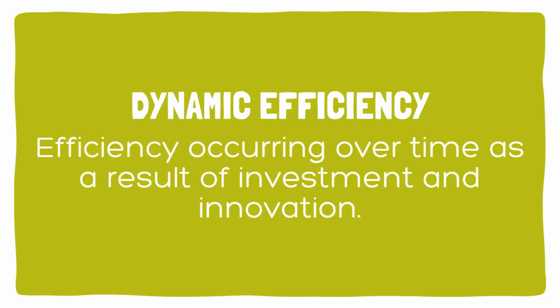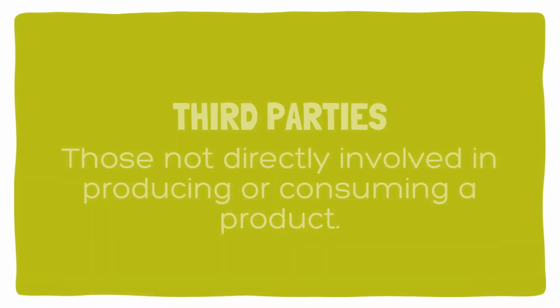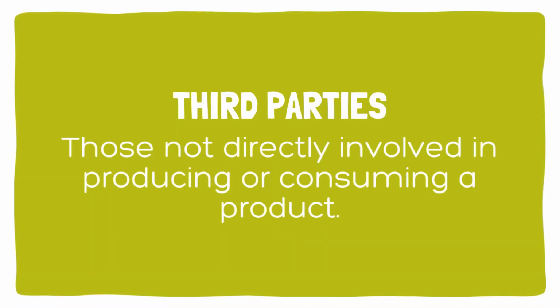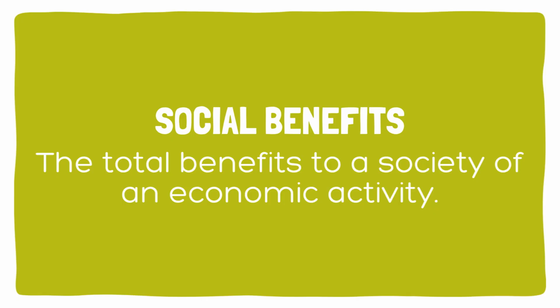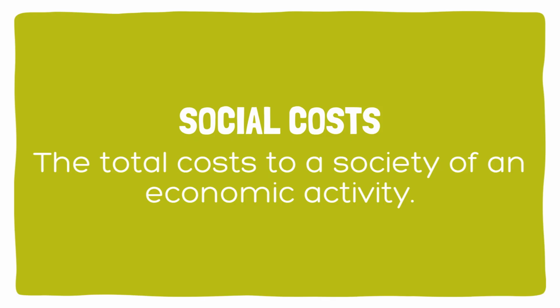Dynamic efficiency is efficiency occurring over time as a result of investment and innovation. Third parties are those not directly involved in producing or consuming a product. Social benefits are the total benefits to society of an economic activity. Social costs are the total cost to society of an economic activity.